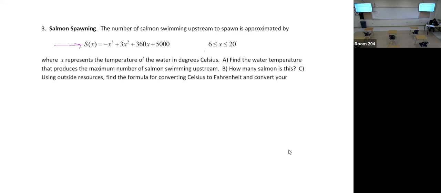So you can't swim through frozen water, so therefore you have a range of temperatures from 6 to 20 degrees Celsius. So you're charged with finding the water temperature that produces the maximum number of salmon swimming upstream, and then plug that back in, figure out how many salmon this is, and then using outside resources, find a formula for converting Celsius to Fahrenheit and convert your answer. Okay, so we want to do a first and second derivative test.